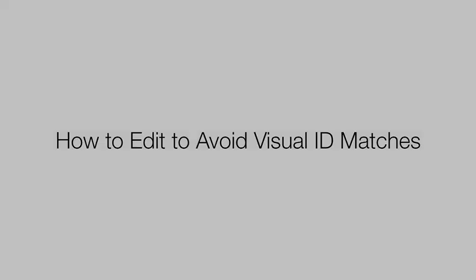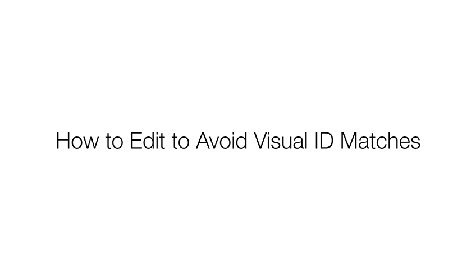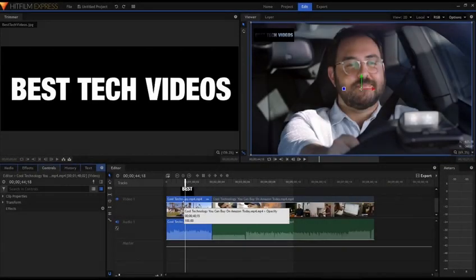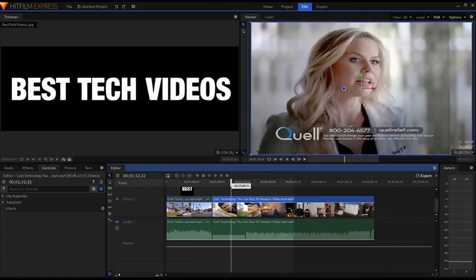Alright guys, now I'm going to show you how to edit a video to avoid content ID matches. If you upload your video to YouTube and it gets a content ID match, all you have to do is delete the video from YouTube and then do these changes that I'm going to show you right now, and then you can re-upload it, and hopefully it won't have that content ID match. Let's say right here in the video, it got the content ID match.